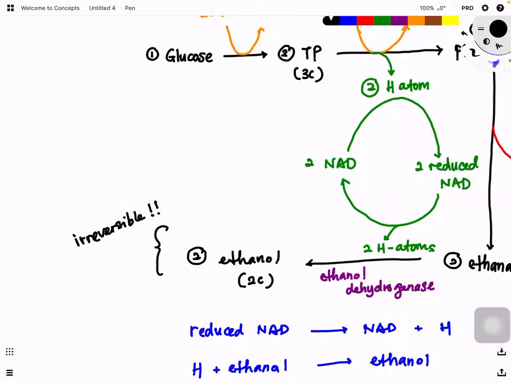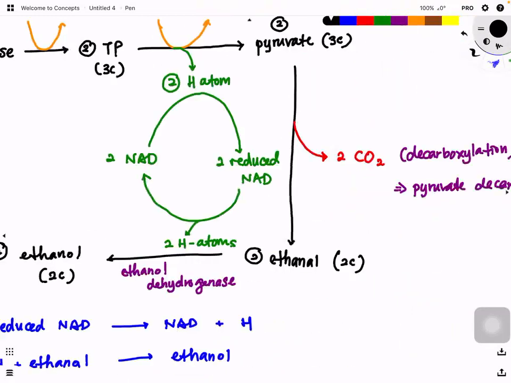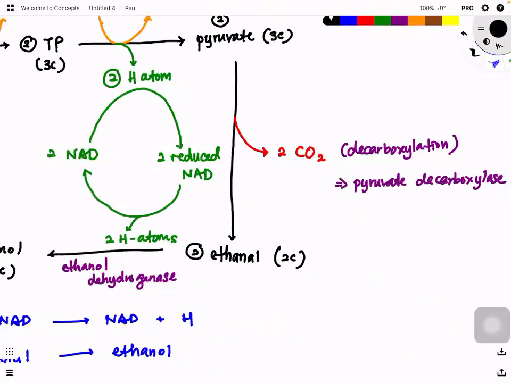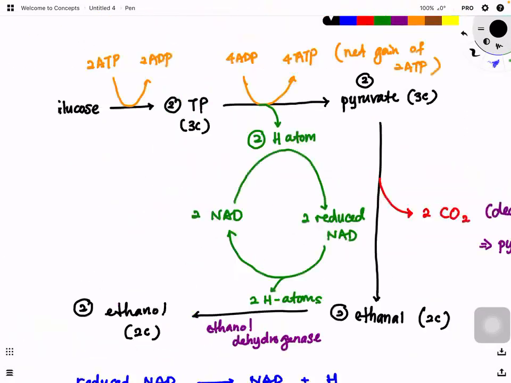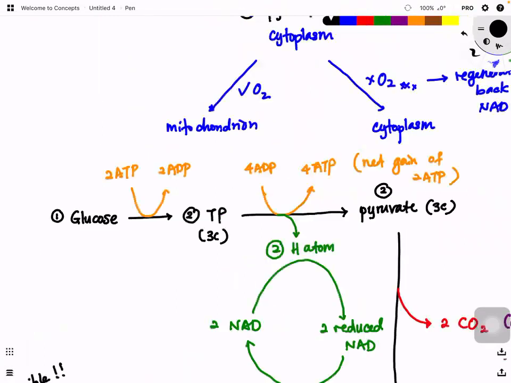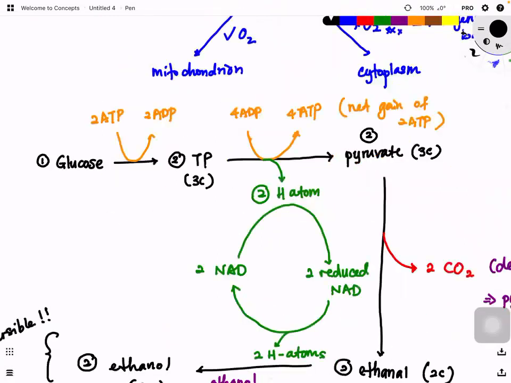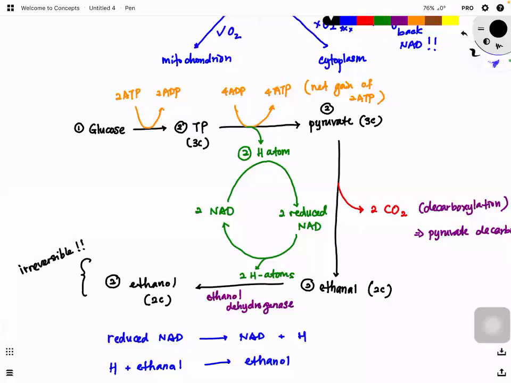So, irreversible. In pastry, when we make cake and bread, we also use the yeast. Why? Because the yeast under anaerobic condition produces CO2, which causes the bread dough to rise. So again, guys, you can see that this is in the yeast. When you need, you can take a photo of this one.